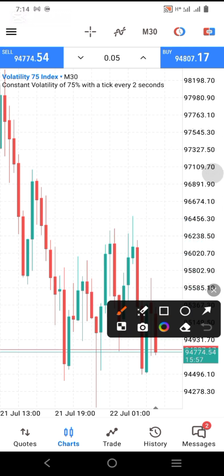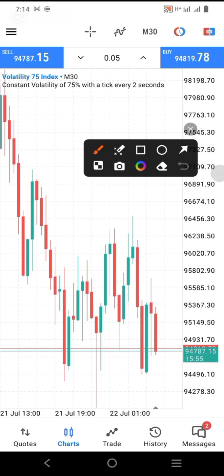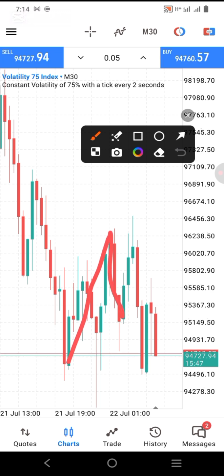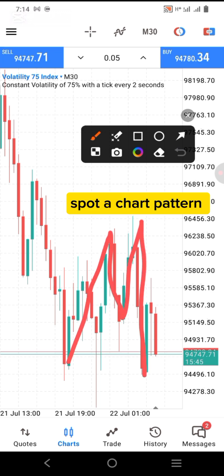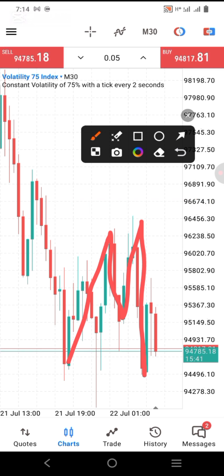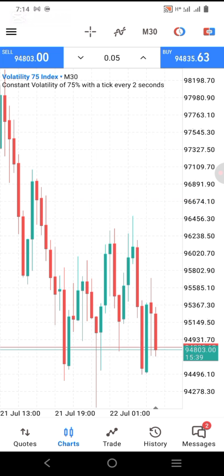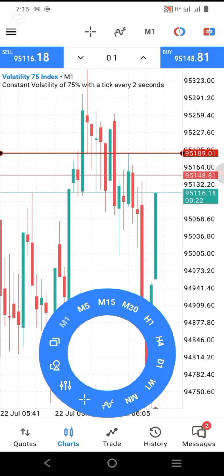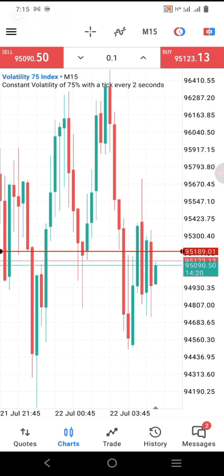So right here on the 30-minute time frame, I spotted the M formation, the M pattern. So this strategy is all about spotting your M pattern or your M formation. Whether you're scalping or you want to do a swing trade, it's very important to trade A plus setup. So my M formation is my A plus setup.